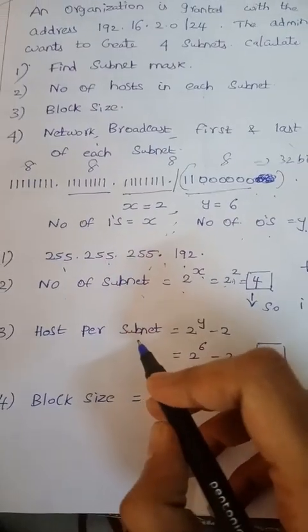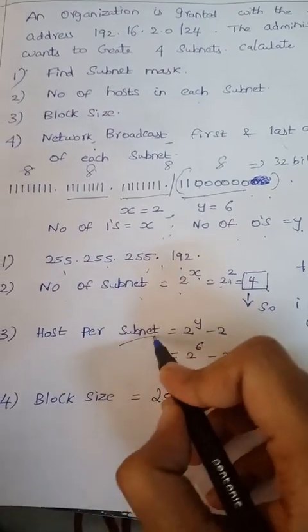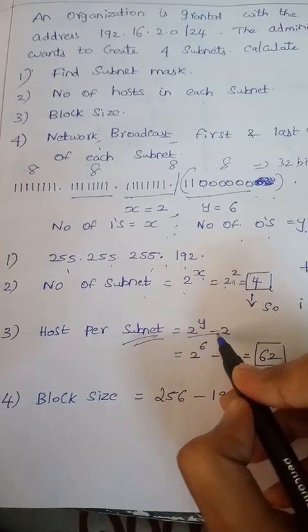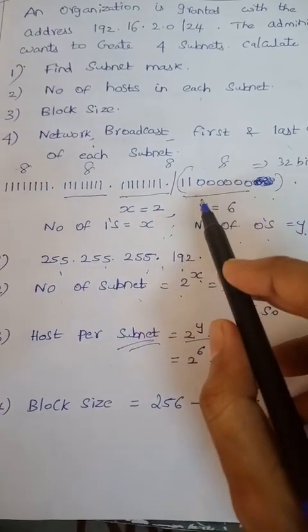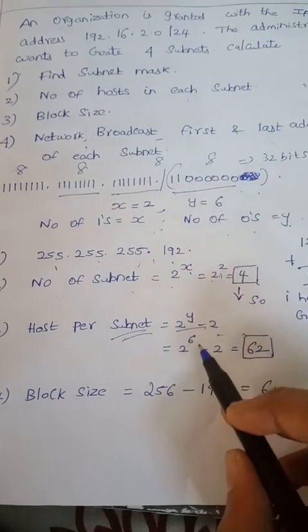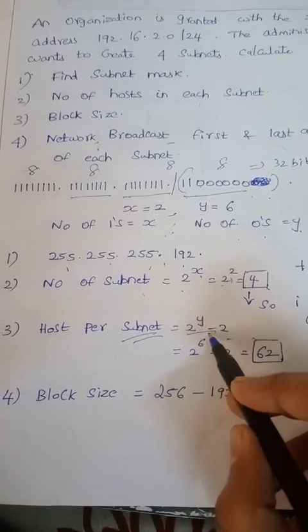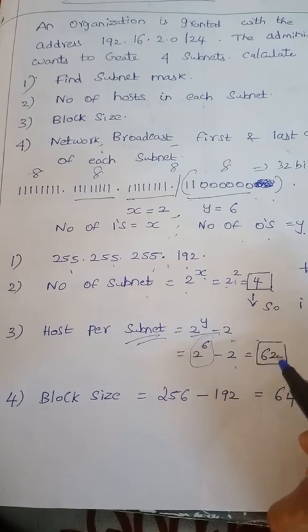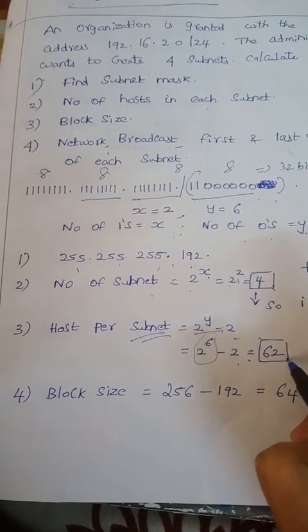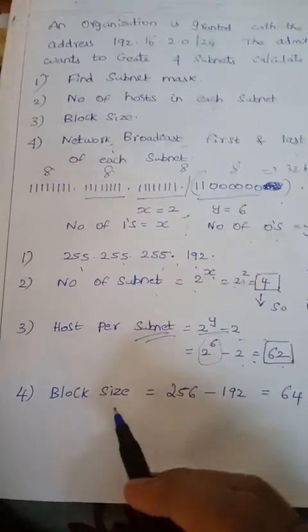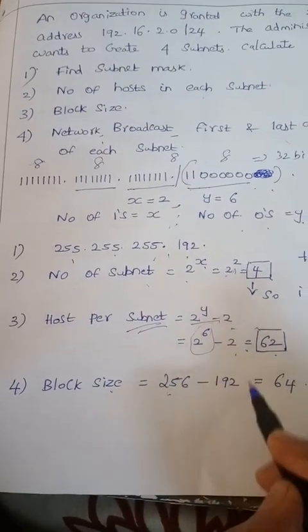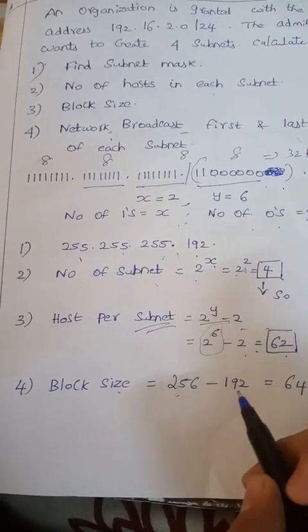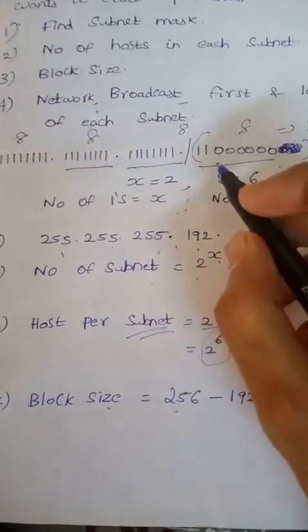Next, I have to find the hosts per subnet. So 2 power y minus 2, that's the formula. So y means what? The number of zeros equals y. So 2 power 6 minus 2. 2 power 6 will be 64, minus 2 will be 62. Next is the block size: 256 minus the IP address, I mean the IP address that I calculated here.